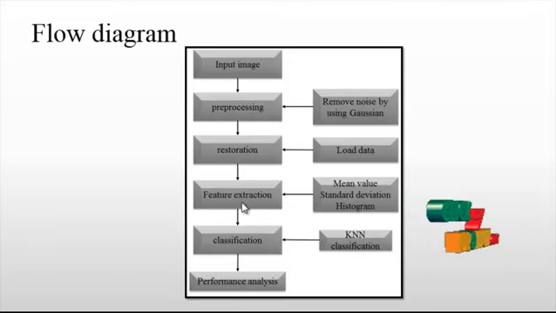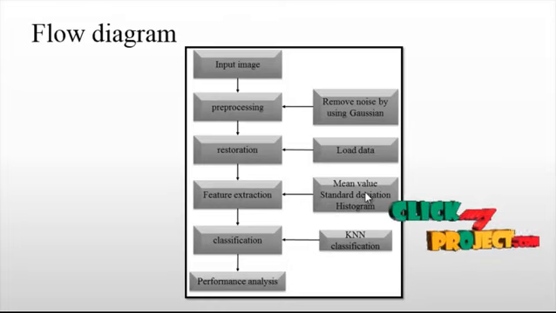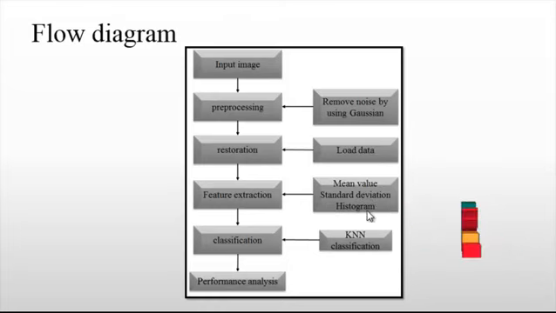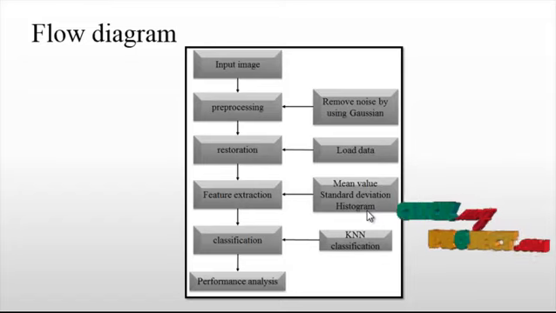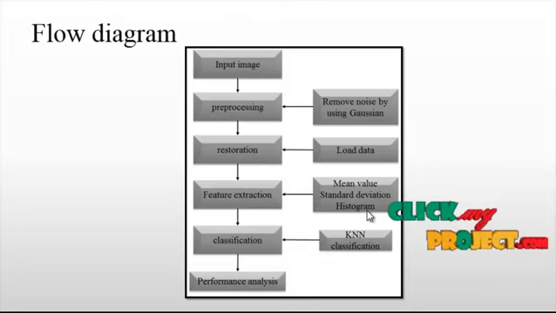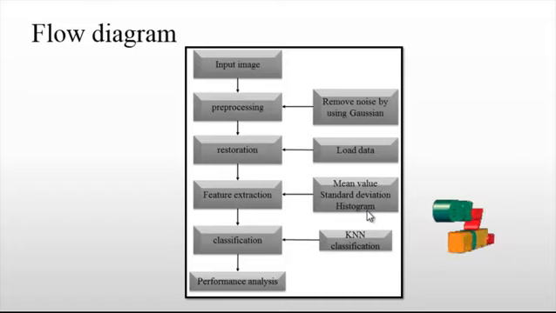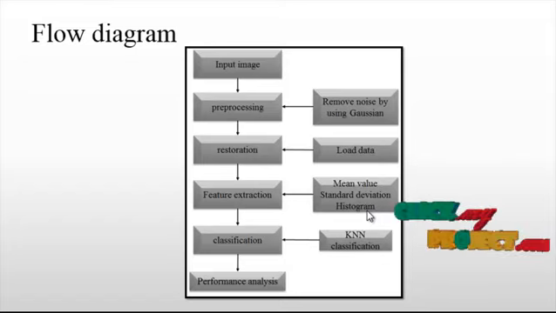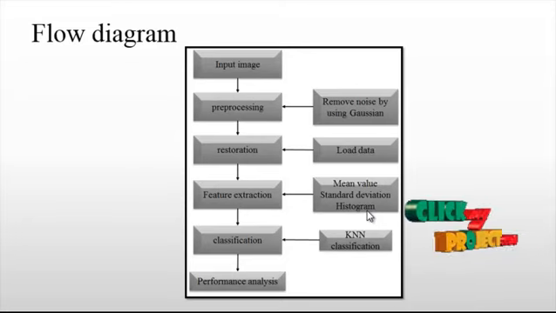So the next step is feature extraction. In the feature extraction process, to extract features from the image, there are three types: one is the mean value, then the standard deviation, and then the histogram technique. Feature extraction involves reducing the amount of resources required to describe a large set of data. When performing analysis of complex data, one of the major problems stems from the number of variables involved. Analysis with a large number of variables generally requires a large amount of memory and computation power. It may also cause a classification algorithm to overfit the training samples and generalize poorly to new samples. So we calculate the mean, standard deviation and the histogram.